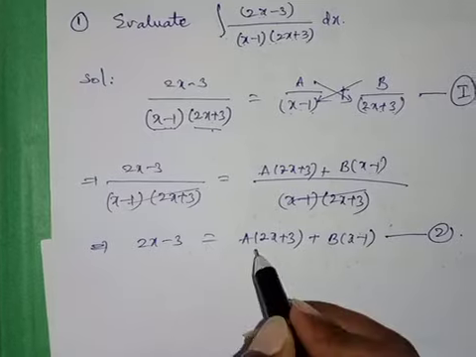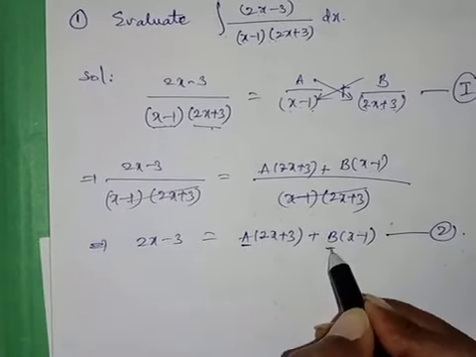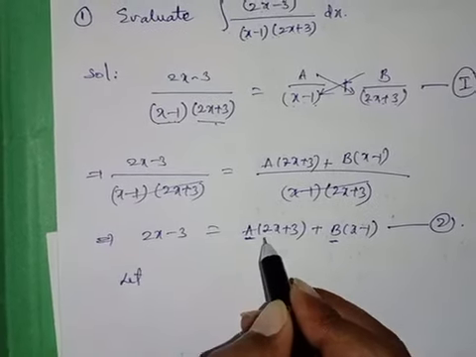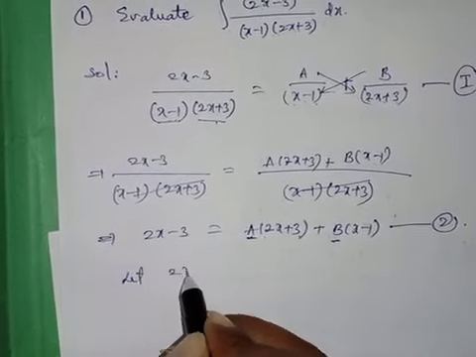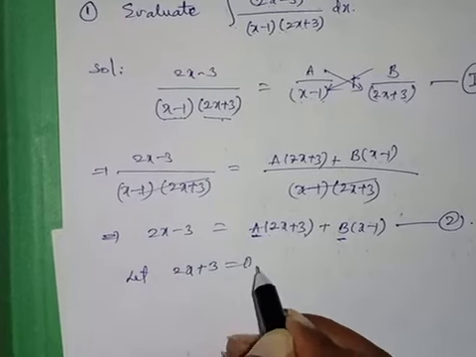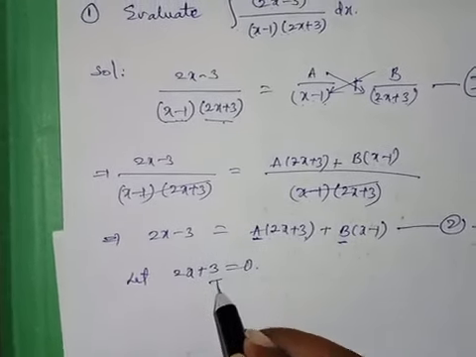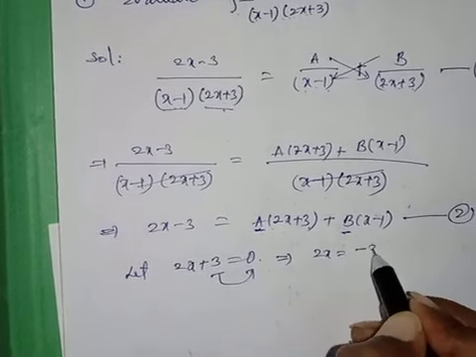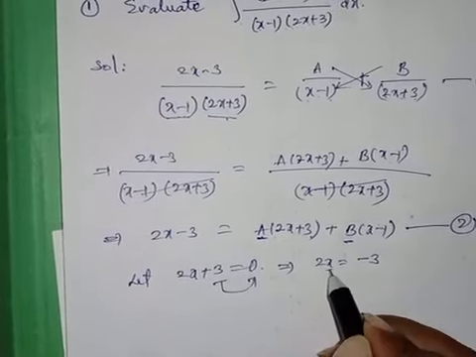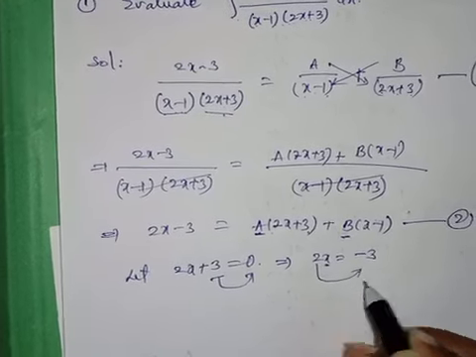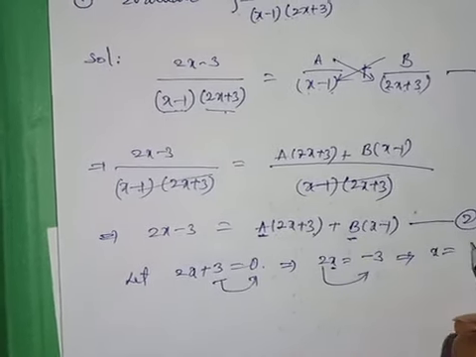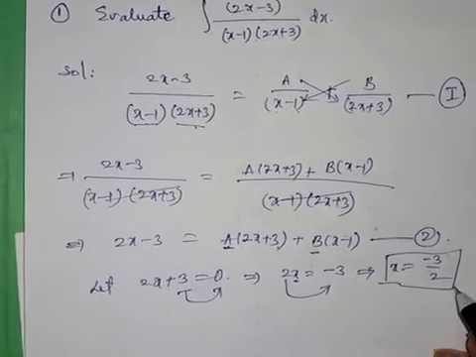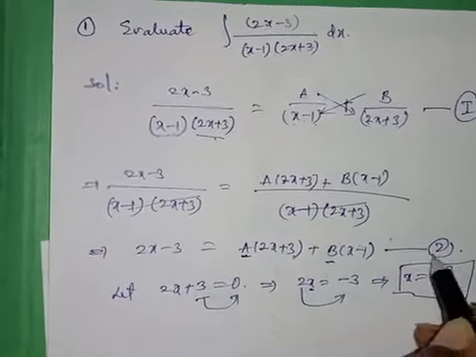Now here we need to find the A and B values. For that, let the A coefficient, what is the A coefficient here? 2x + 3 is equal to 0. Now transfer 3 to the other side, that is 2x equal to negative 3. We need to find only the x value, so transfer 2 here, that is x is equal to minus 3 by 2. This is the x value. Substitute this x value in equation number 2.